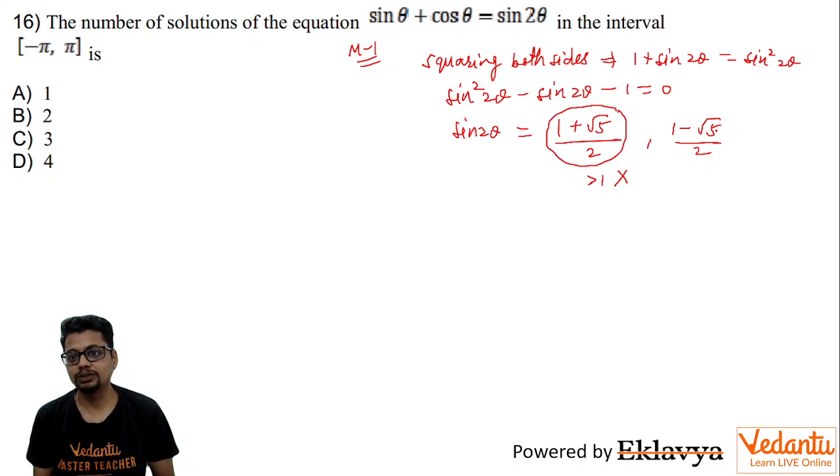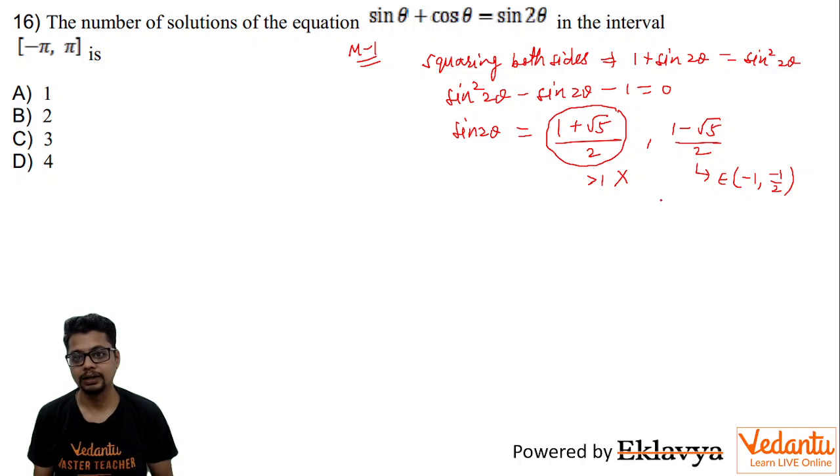Now here, 1 minus root 5 would essentially be minus 1 point something, by 2 would be minus half point something. So that means minus 0.5 something. You may say this lies in the interval minus 1 to minus half. So definitely it is greater than minus 1.